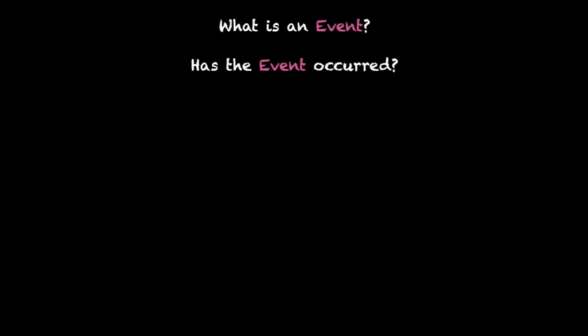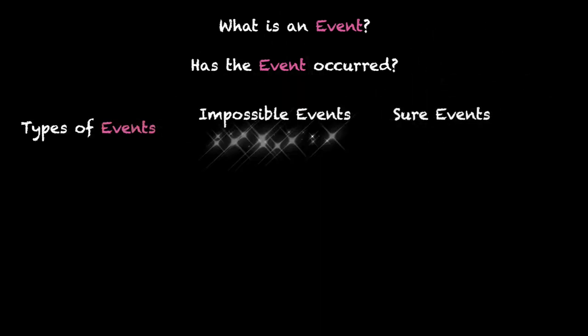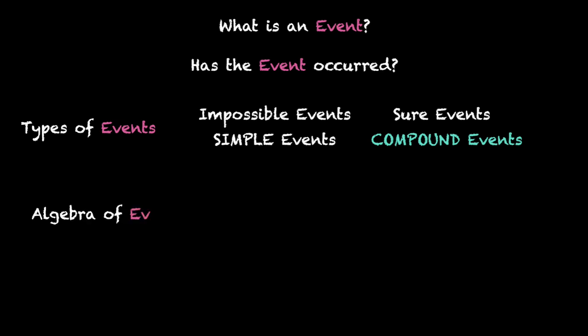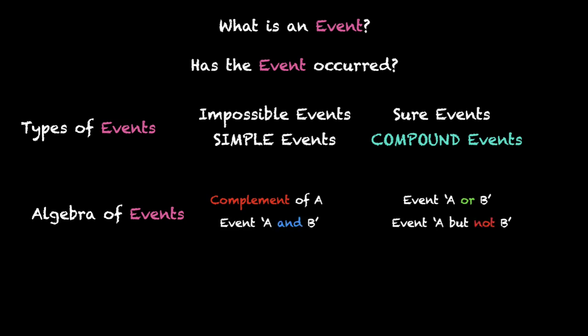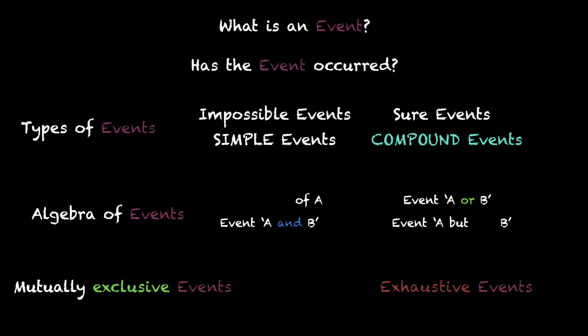Now let's summarize. This is what we learned in this video. We talked about what an event is, how do we know whether an event has occurred or not, different types of events, impossible and sure, simple and compound, and we also looked at the algebra of events. We talked about the complement of an event A or B, A and B, A but not B, etc. And finally, we looked at what mutually exclusive events and exhaustive events mean.